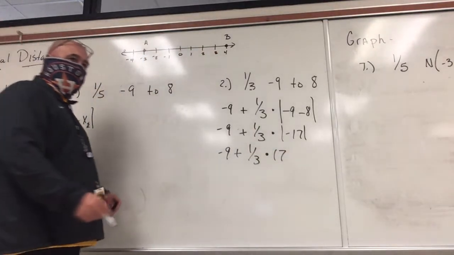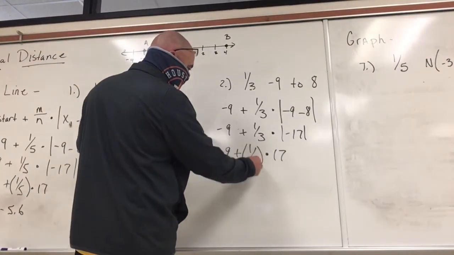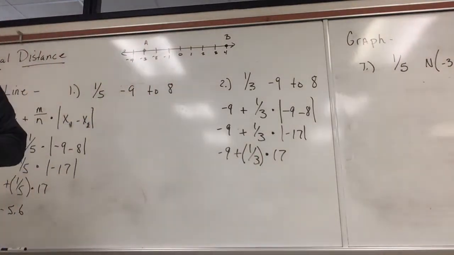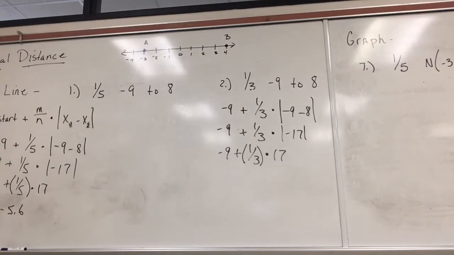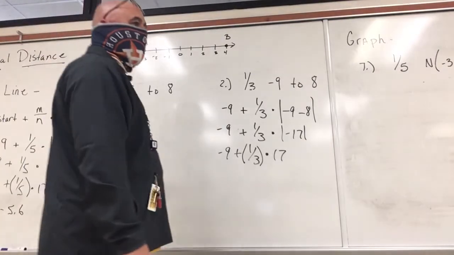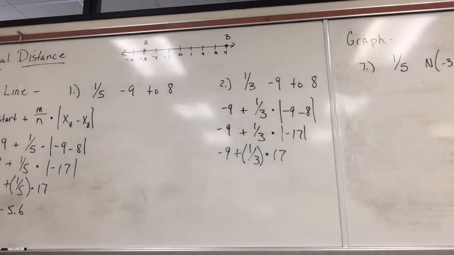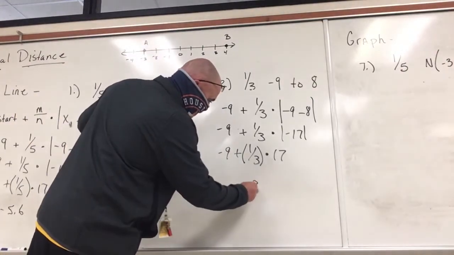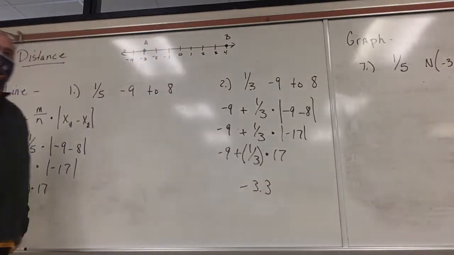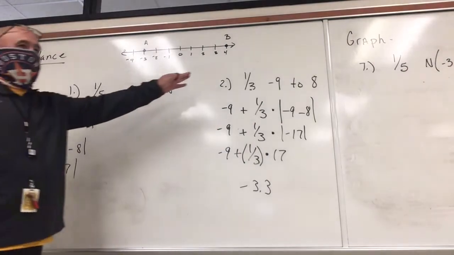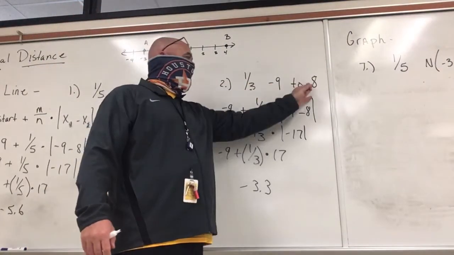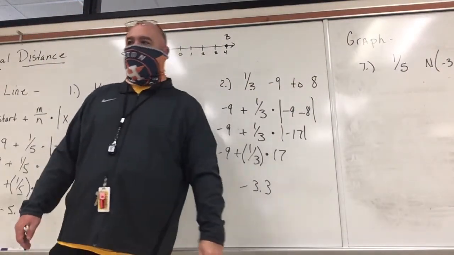Take your handy dandy calculator. Make sure that you put that in parentheses. Alright, so it'll be -9 plus, open parentheses, 1 divided by 3, close parentheses, times 17. Negative 3.3. Very good. So the point 1/3 the distance from -9 to +8 is -3.3.